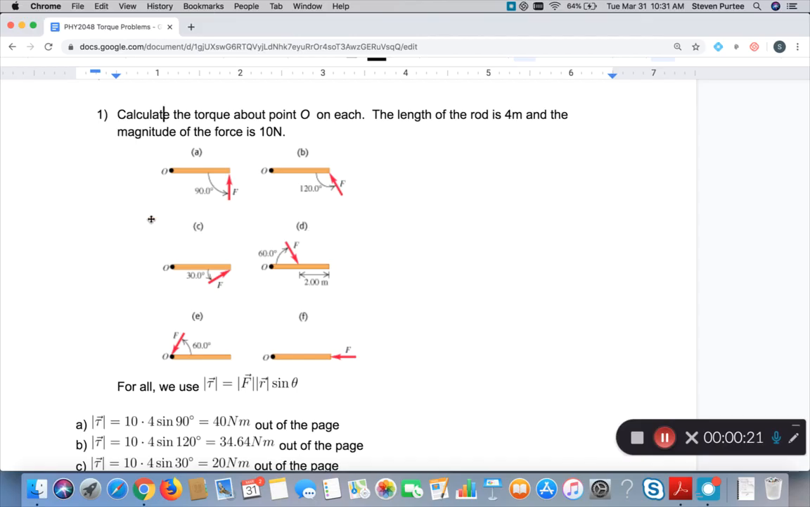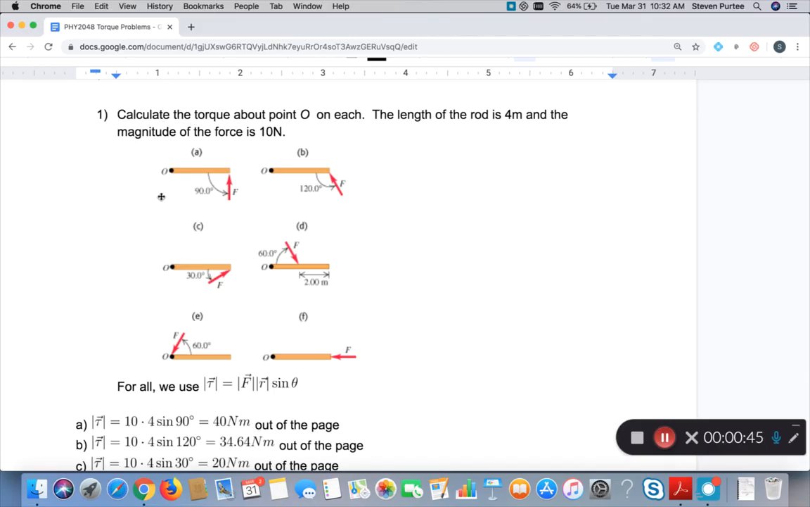Okay, hopefully you tried all 6 of these on your own. In this first one, they give us our force and our distance, the length of the rod. The torque will be force times distance times sine of 90. That'll give us 40 Newton meters, our units for torque. And that torque vector will be out of the page.